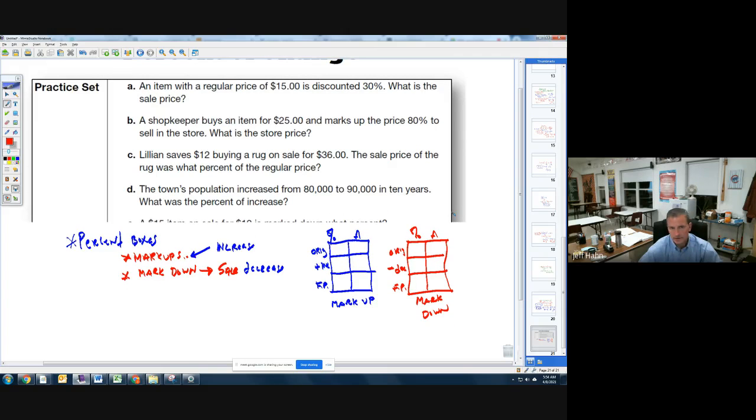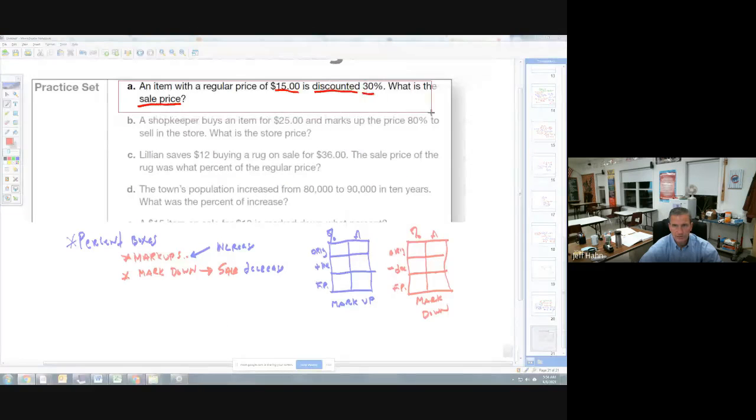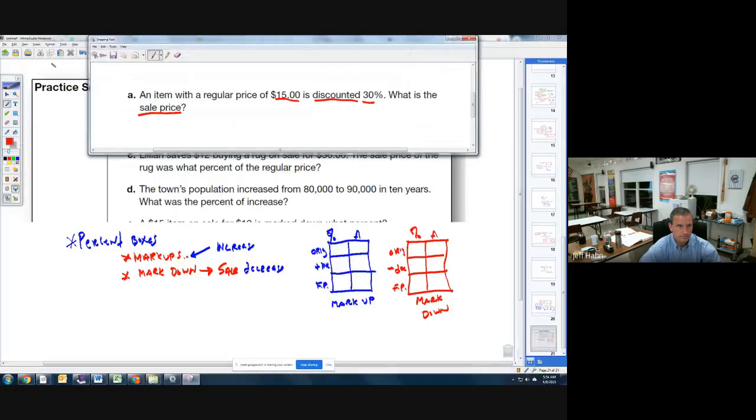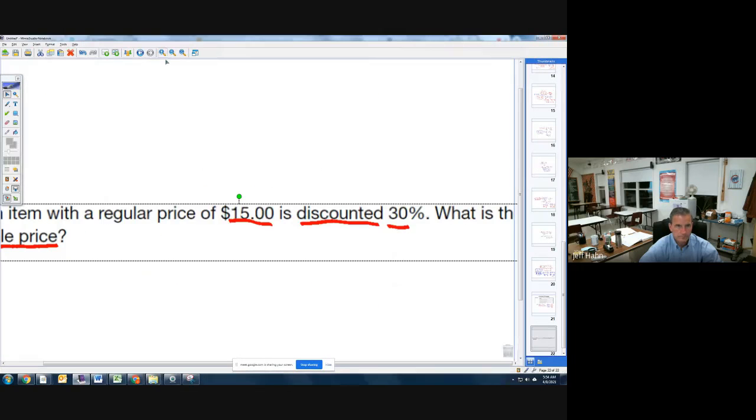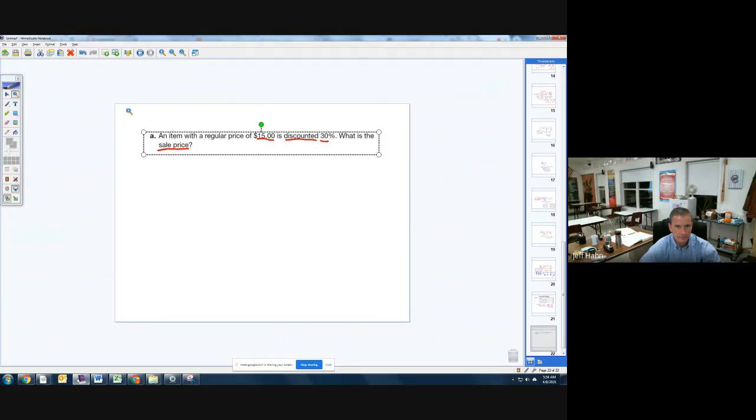I gave you a sheet with a bunch of examples, but let's look at the first one here. An item with a regular price, so that would be your original price, is discounted. Well, obviously, if something is discounted, it is a decrease, and it decreases by 30%, and then the sale price is your final price. So let's do this in some sort of, I'm going to do this. Give me 2 seconds here. I'm actually going to take this problem and put it on a new screen here. Give me 2 seconds here. Thanks for your patience. Appreciate it. Have a good day, blah, blah, blah.